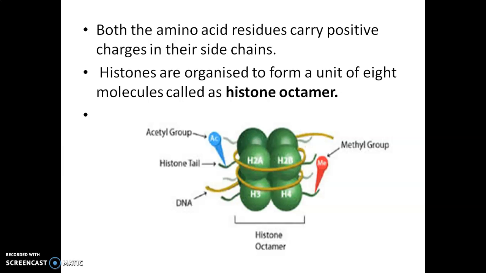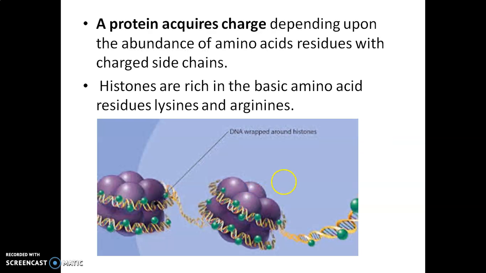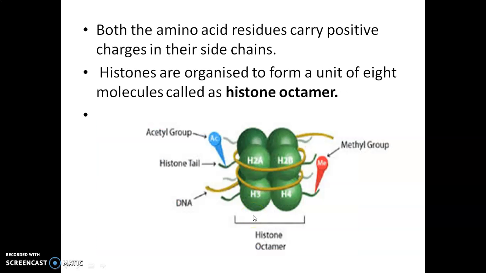You look at the diagram too. Here you can see DNA wrapped around the histone. Can you see? Both the amino acid residues carry positive charges in their side chain. That's why histones have a positive charge. And one more speciality of histones: they organize to form a unit of 8 molecules called histone octamer. The diagram is there in our textbook. H3, H4, H2A, H2B, and here one H1 also. It is termed as histone octamer.